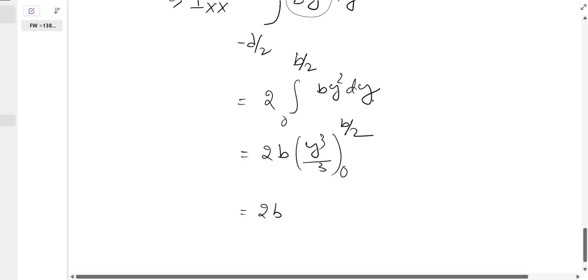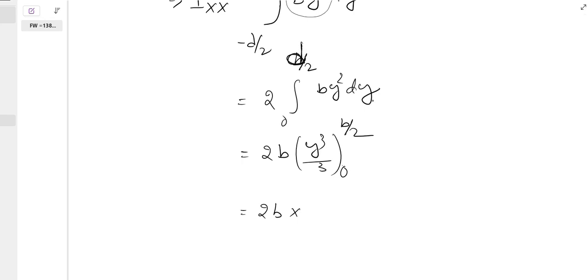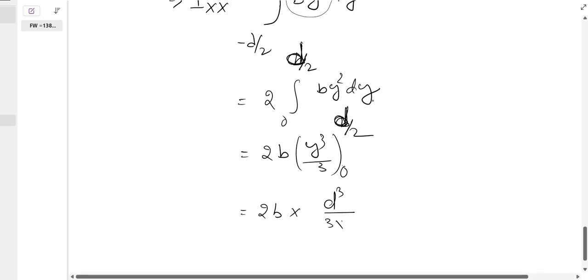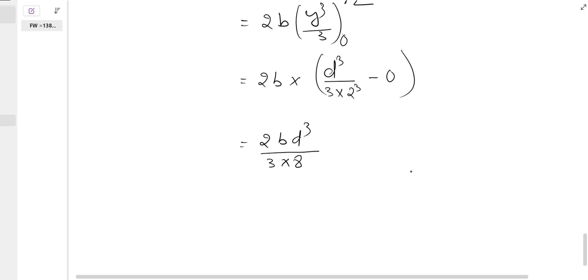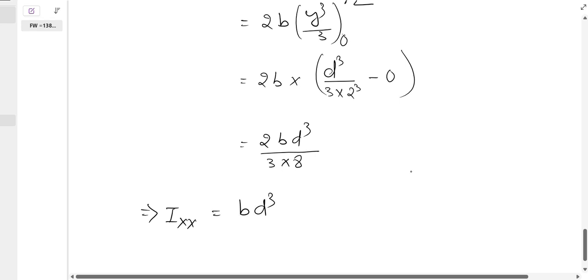Okay, some typing mistake is there, so let me correct it. 0 to d by 2, so d cube by 3 into 2 cube minus 0, or 2b d cube by 3 into 8, or Ixx equal to b d cube by 12. Okay, proved.